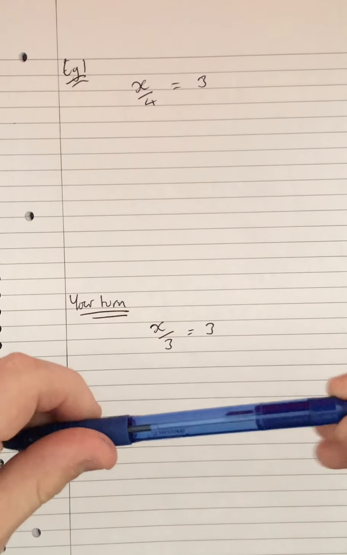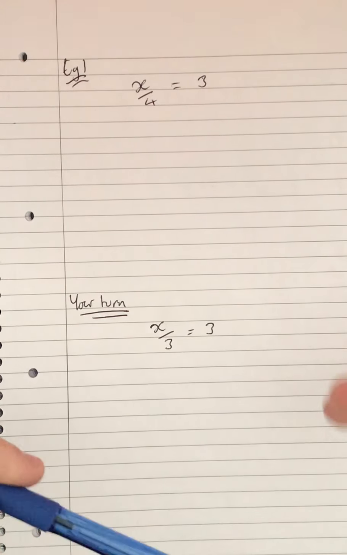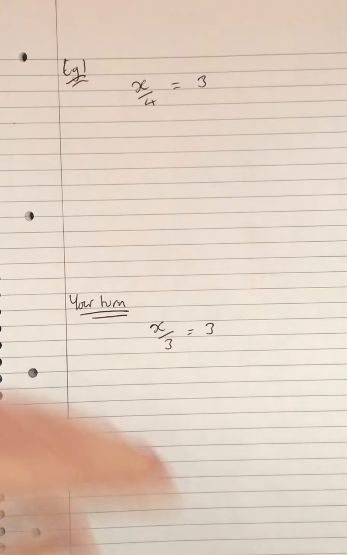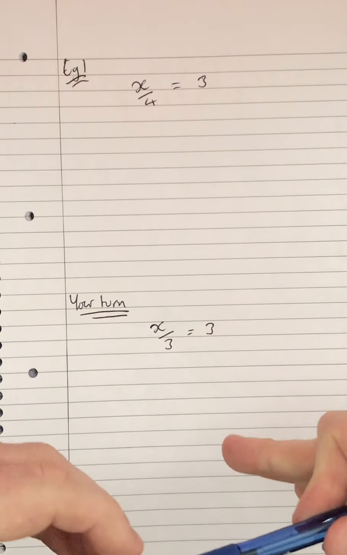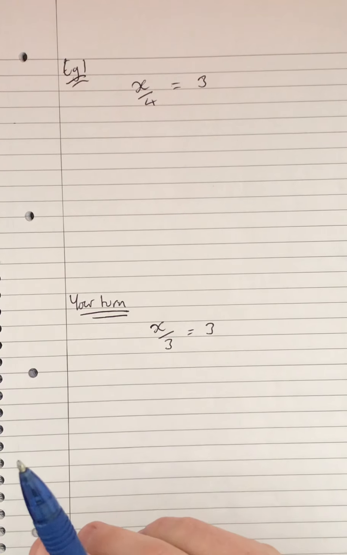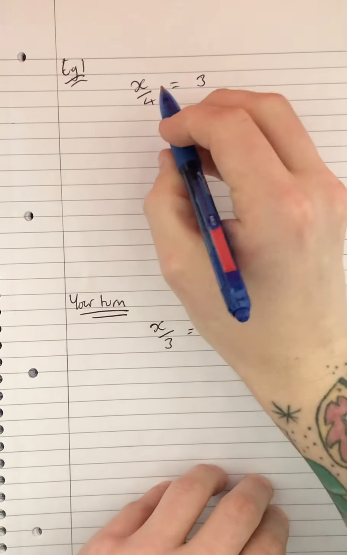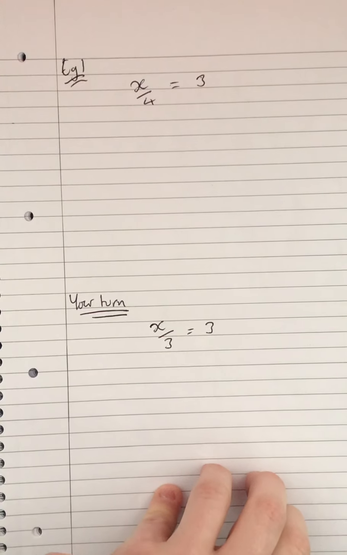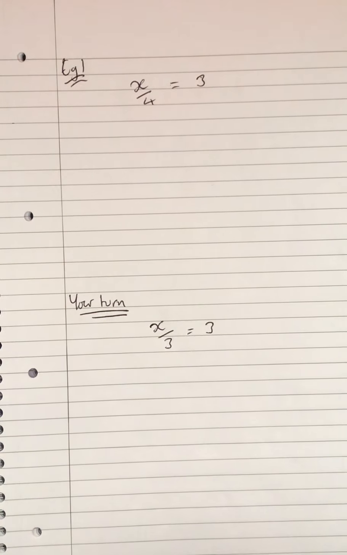If we had 6x is equal to something, we would have divided by 6 because we wanted to get from having 6 lots of x down to 1 lot of x. Now we've got x over 4 is equal to 3. I want to get to a whole amount of x, okay? That's what I'm aiming to get to.